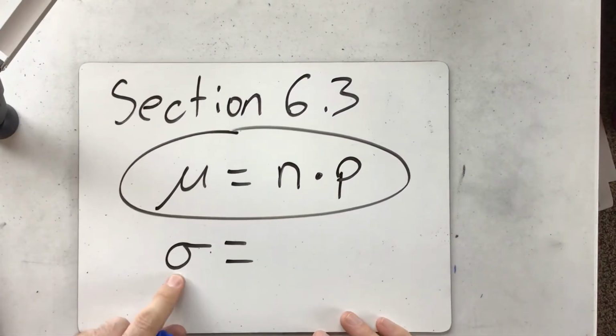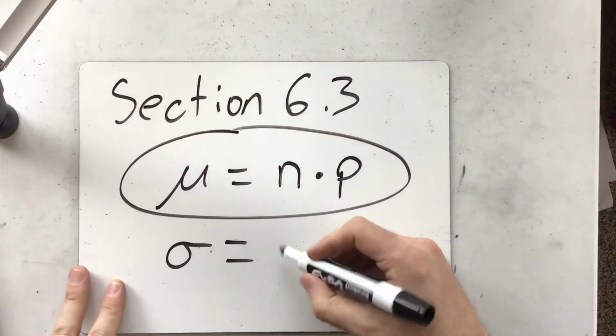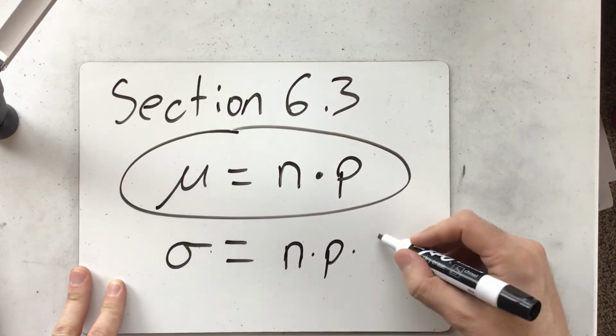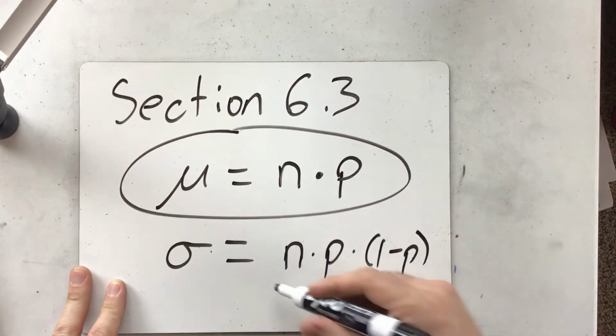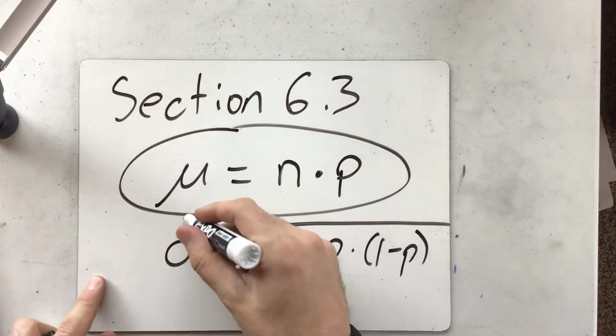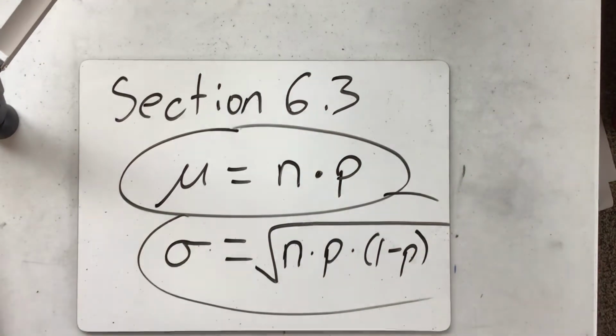And so this formula for the mean makes a lot of sense. The standard deviation is less intuitive, so I'm going to just write it down. It is n times p times 1 minus p, and then we have to take the square root of these things. So this is our standard deviation formula. It is less intuitive. Let me just say a few words about why this might make sense.